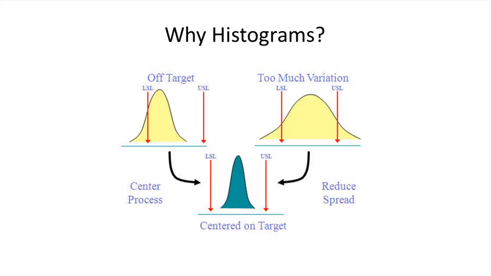And so why do we want to use histograms? Well, if we're off target, we want to center the process and bring it on target. We want to get to what the customer wants. And then if there's too much variation, if it's too widespread, we want to reduce the spread and move it to the center. And so histograms are going to help us show that change dramatically and pretty straightforwardly.